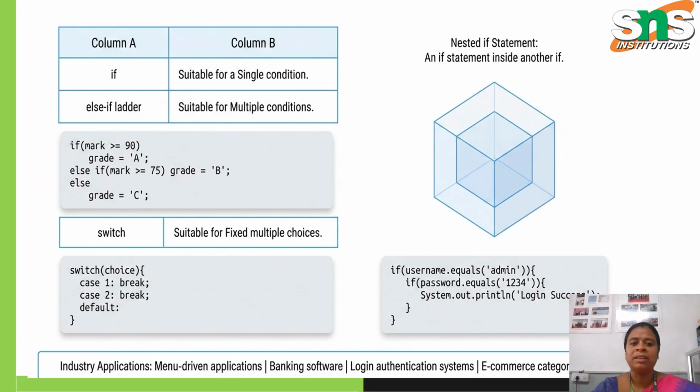Next one, the selection statement: advanced decision making in Java allows the program to choose one of several execution paths based on one or more conditions. When the program needs to evaluate multiple conditions or select one of several predefined conditions, Java provides the else if ladder, switch and nested if statements.